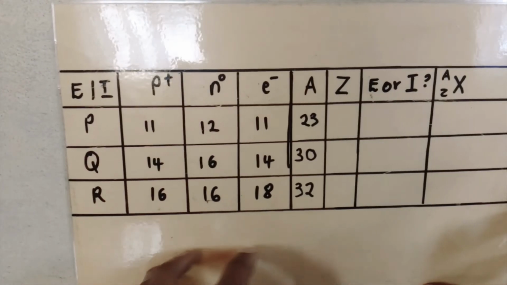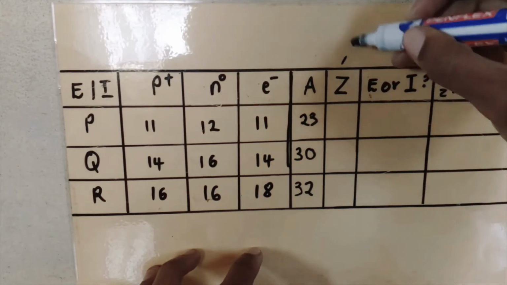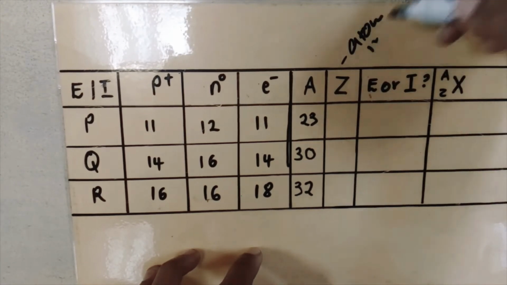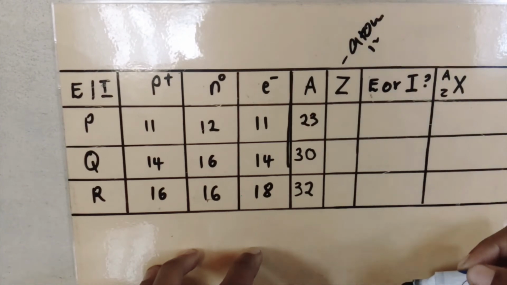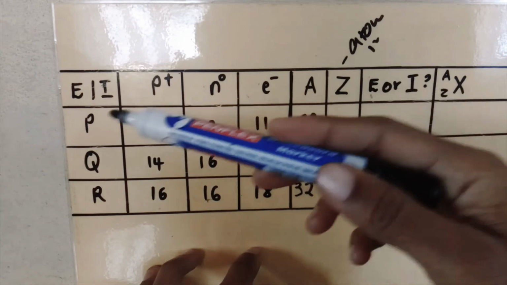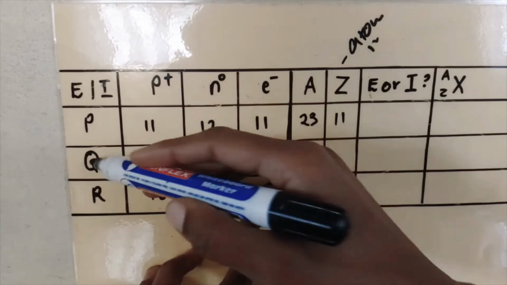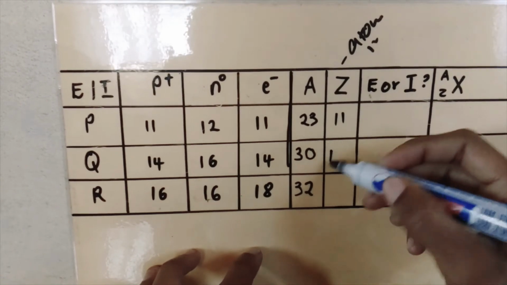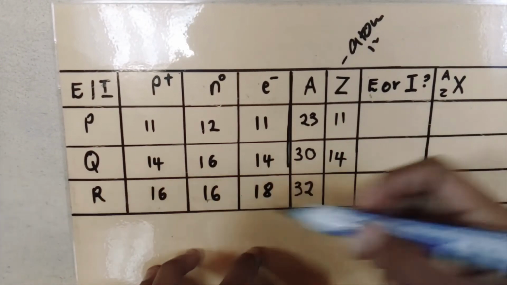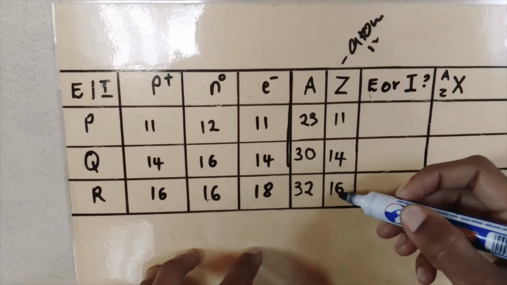Now let us go to Z, which is the atomic number. We said that the atomic number is equal to the number of protons. P has 11 protons, so its atomic number is 11. Q has 14 protons, atomic number is 14. R has 16 protons, meaning that its atomic number is 16.